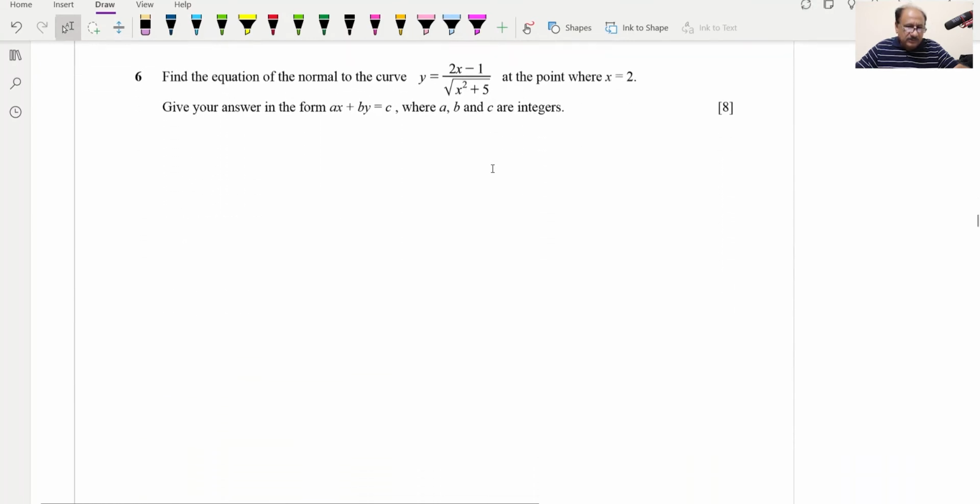Now question number 6. Question number 6 says find the equation of the normal to the curve, and the equation of the curve is given, at the point where x is equal to 2. Give your answer in the form ax plus by is equal to c, where a, b, c are integers. This is an 8 marks question.